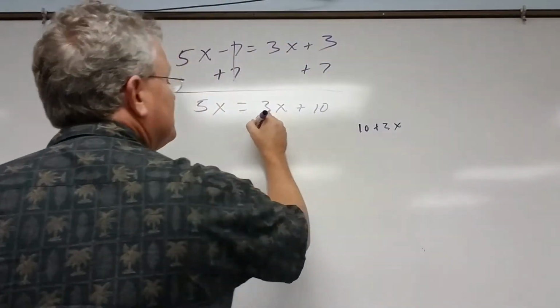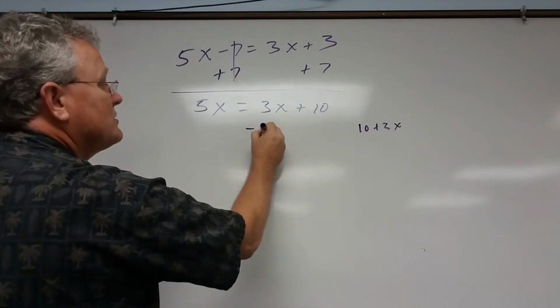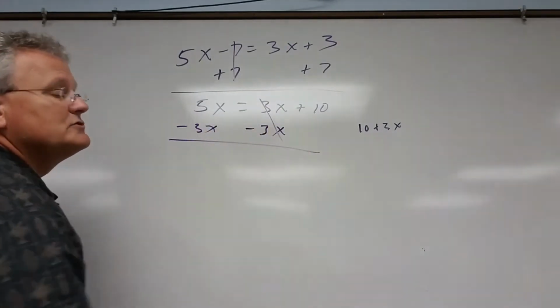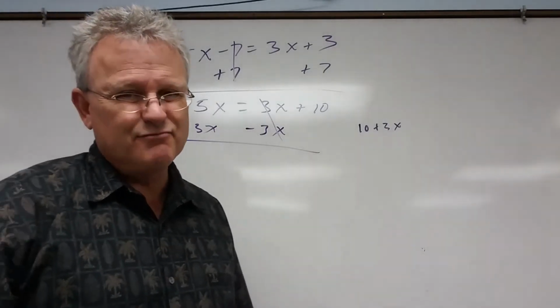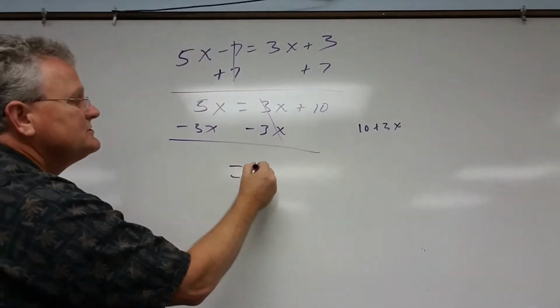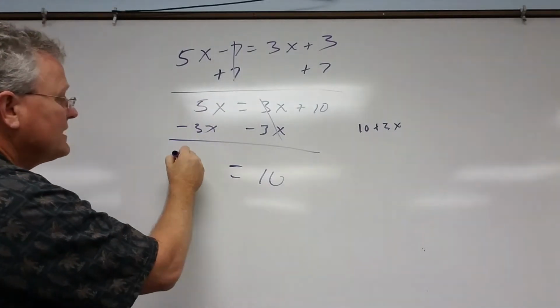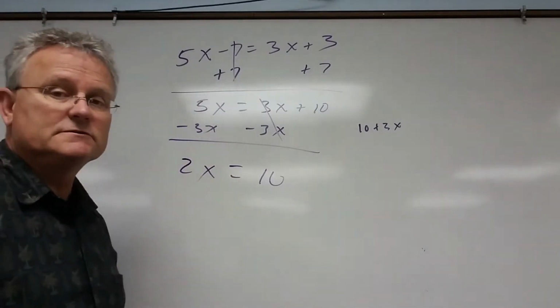Because it's added, the opposite of adding is subtract, so we subtract 3x. Again, those 3x's cancel. They really add up to 0. 0 plus 10 is 10. 5x's, take away 3x's, leaves us with 2x's.